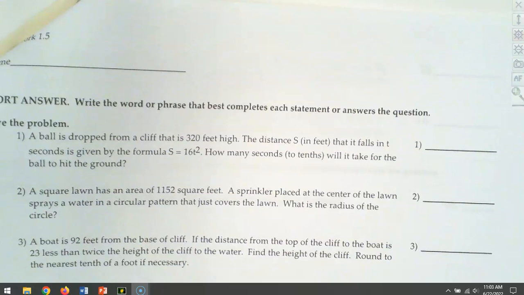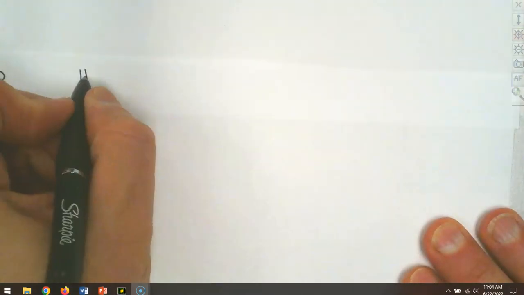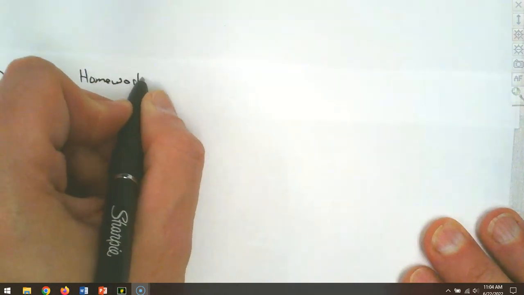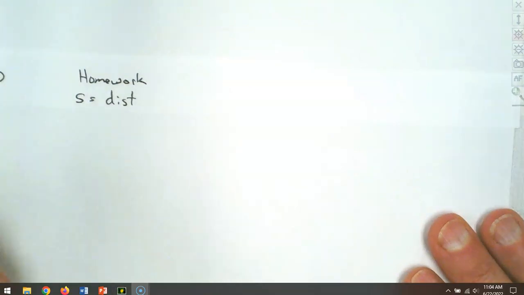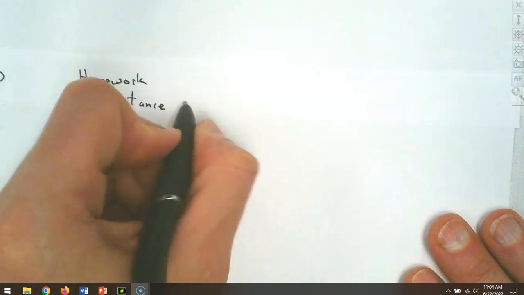A ball is dropped from a cliff that is 320 feet high. The distance that it falls in t seconds is given by this formula. How many seconds will it take for the ball to hit the ground level? Now, S represents how far it falls. So S equals the distance to the ground, the distance it falls.